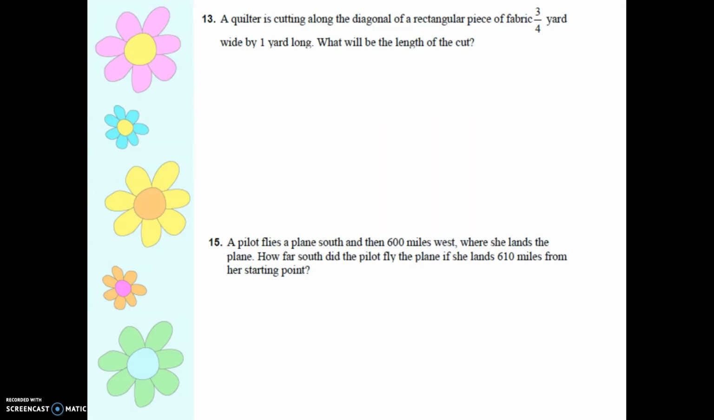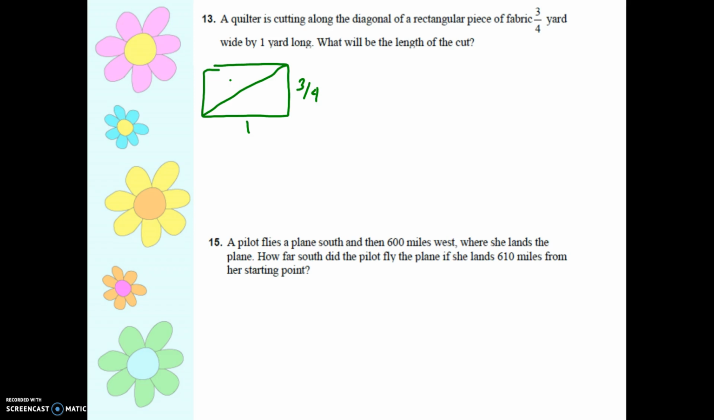Okay, so let's look at some of these word problems. A quilter is cutting along the diagonal of a rectangular piece of fabric, 3/4 yard wide by 1 yard long. What will be the length of the cut? Well, the first thing we want to do is draw it out. It's easier if you can see it. Well, it's not a square, it's a rectangle, so let me fix that. So we make our rectangle, and he's cutting along the diagonal of the rectangle. So here's our diagonal. And the fabric is 3/4 wide by 1. What will be the length of the cut?